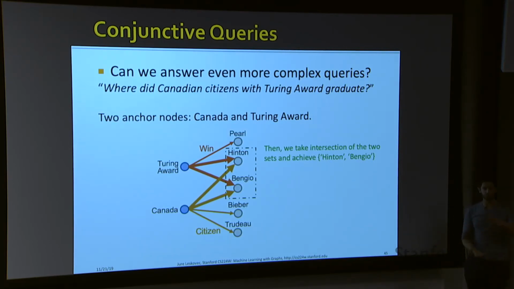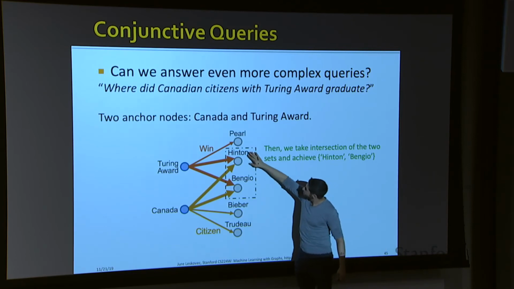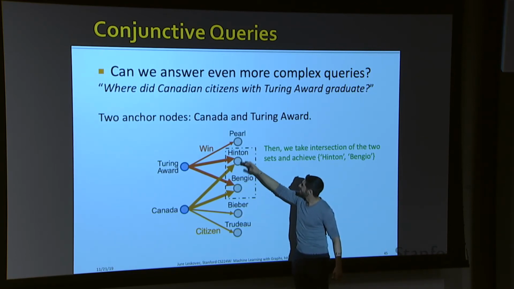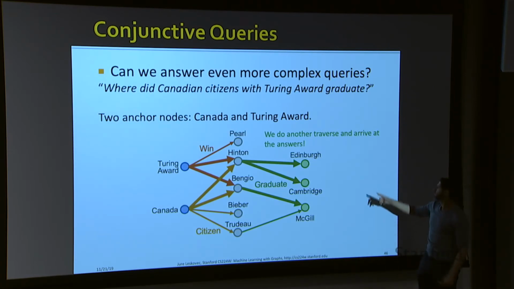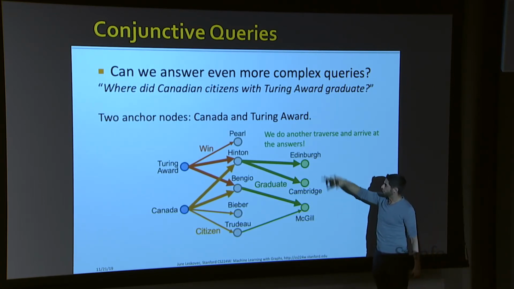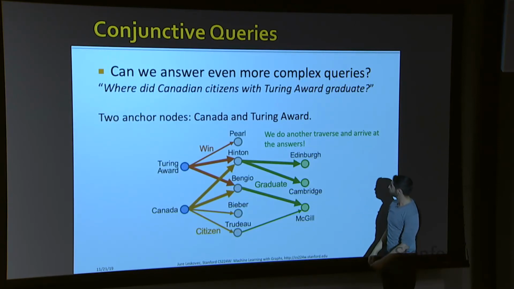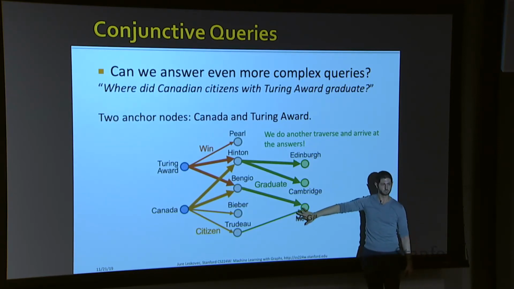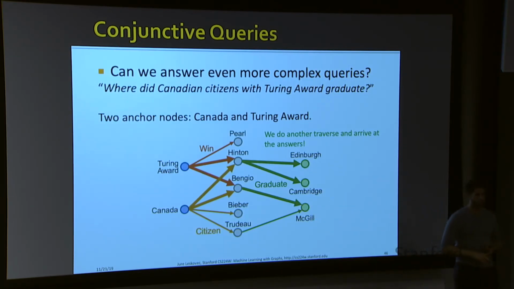Now here we need to take the intersection, right? We clearly don't want Bieber to be a Turing Award winner, so we get Hinton and Bengio, and this is our intersection. And then for each one of the viable intermediate results, we find the universities where they graduated, and this is our answer, okay? So once again, in the ideal world, if our knowledge graph was complete, this would be extremely easy, right? We're just doing a small graph traversal, it would be super fast.